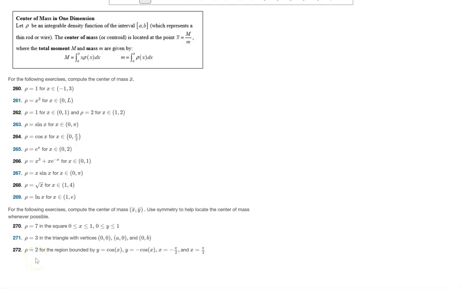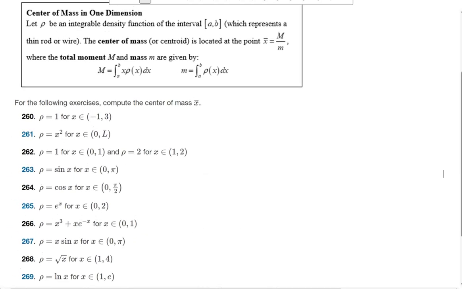We're going to do a few problems from the 2.6 homework involving center of mass in the one-dimensional case when you're given a density function. So our goal here is to evaluate these two integrals, the first one being the total moment and the second one being the mass, and then forming this quotient, and that is going to give us our center of mass.